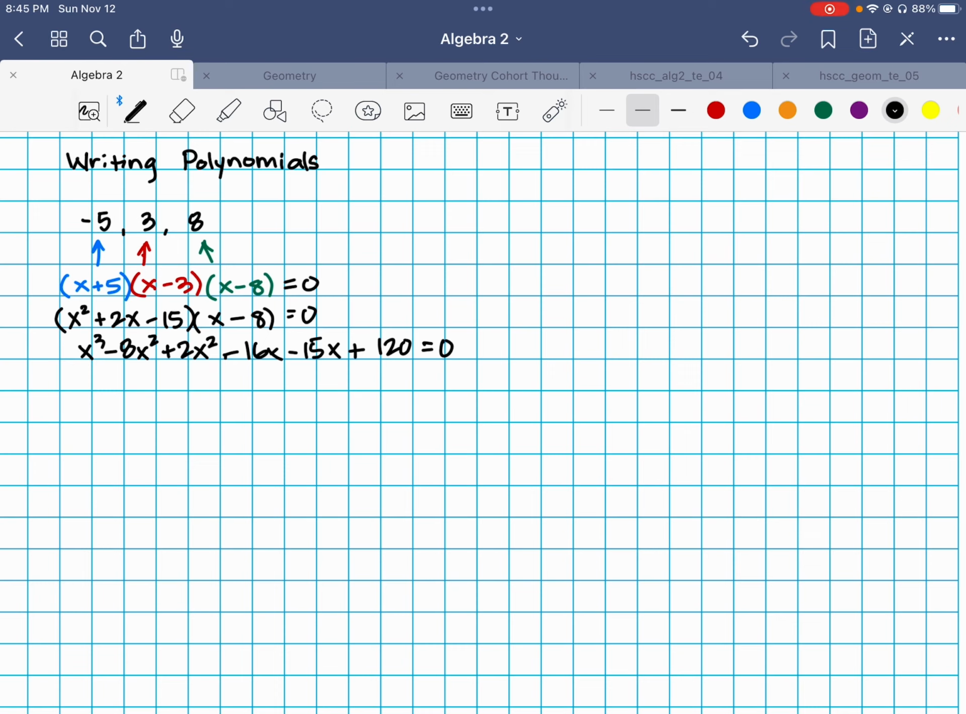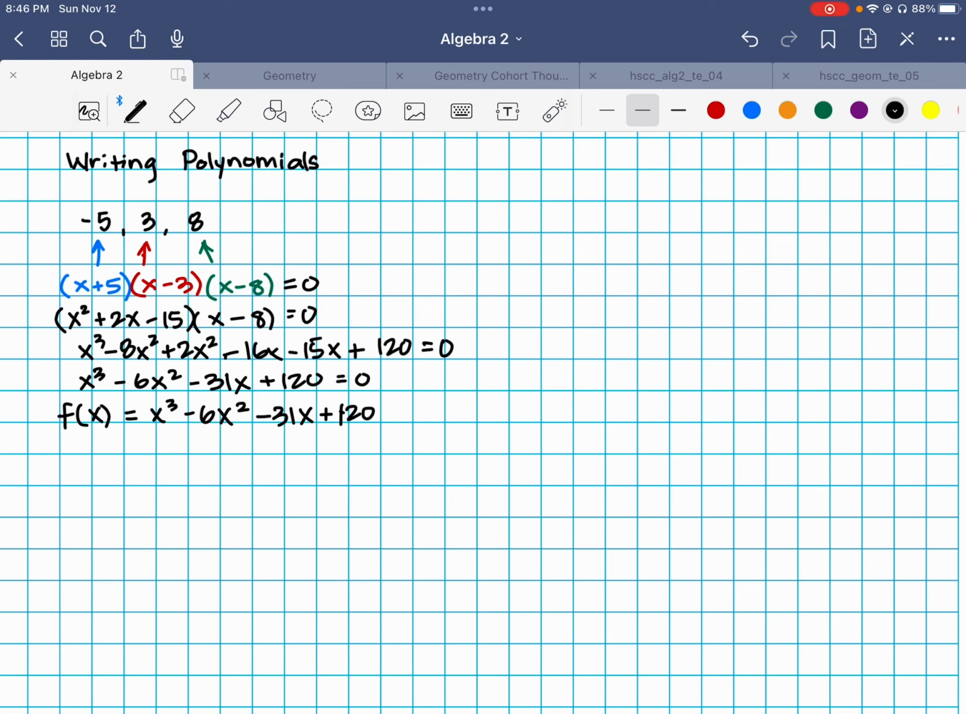Now we have to simplify it, so we're going to collect like terms. So we have x to the power of 3 minus 6x squared minus 31x plus 120 is equal to 0. And that right there is one of the polynomials. It's a polynomial of least degree that is going to have the solutions of negative 5, 3, and 8. Now, if we were talking about having x-intercepts for the function, then we would write the function out as f of x is equal to x to the power of 3 minus 6x squared minus 31x plus 120.